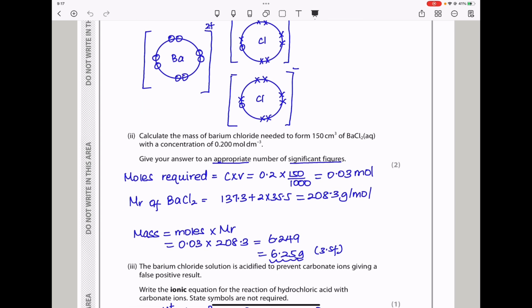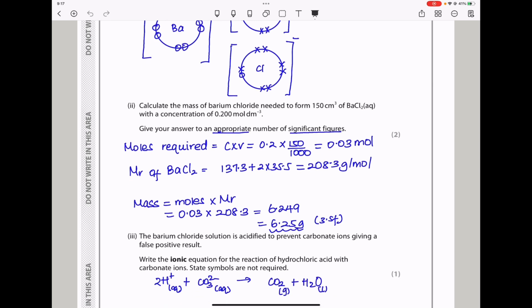Next, they say, calculate the mass of barium chloride needed to form 150 centimeters cubed of barium chloride with a concentration of 0.2 mole per decimeter cubed. They want you to give your answer to an appropriate number of significant figures. So since I have this volume and this is the concentration, I began by calculating the number of moles. Number of moles is concentration times volume, which is 0.2 times 150 divided by 1000, and it gave me 0.03 mole. These are for barium chloride.